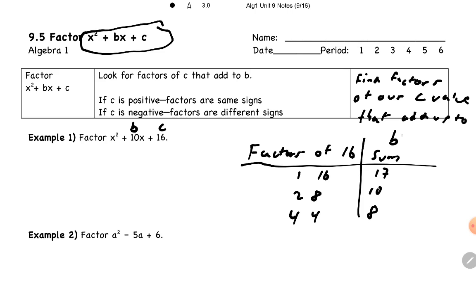Now, which one of these three adds up to our b value? What we're looking for is 10. So this one matches. So how do we write this? We're going to create two pairs of parentheses. Your first number is going to be x, and then we're going to add our factors: plus 2, plus 8. And this is considered factored.